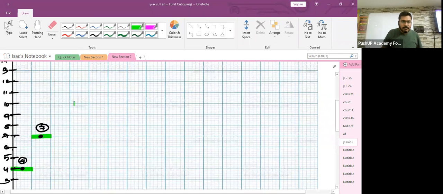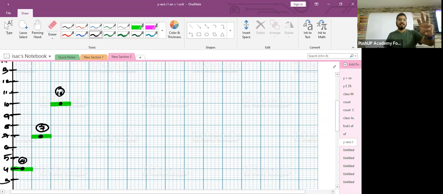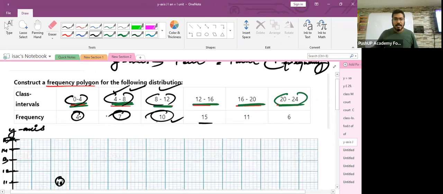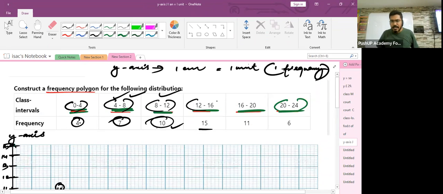So, I will first of all highlight that portion for 10. Now, where will I represent the dot? Over here in the middle. And then I will write a 10 and put a circle so that it is understood. For the third class interval, the corresponding frequency was what? 10. Easy. For the next class interval, children, which is 12 to 16.